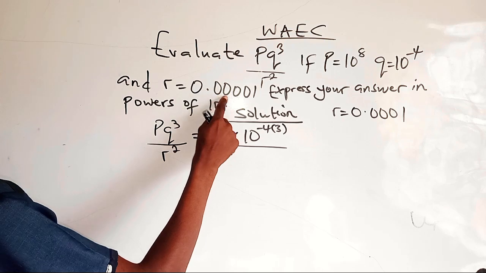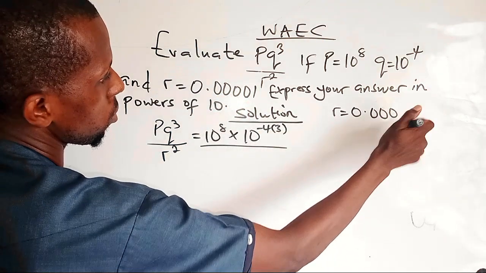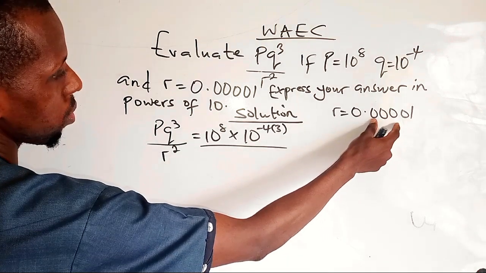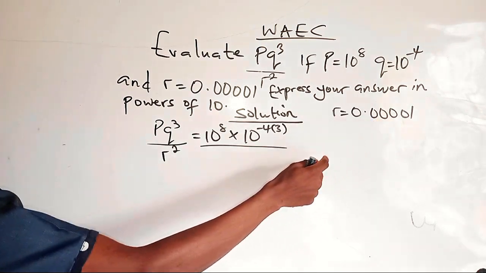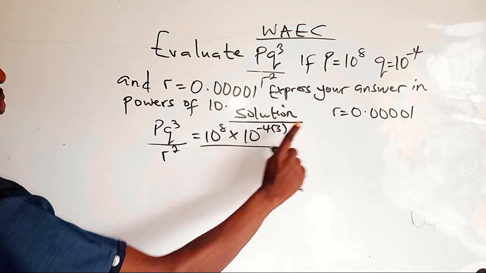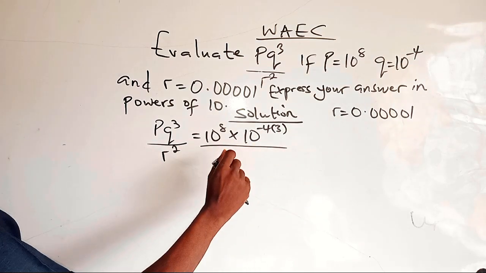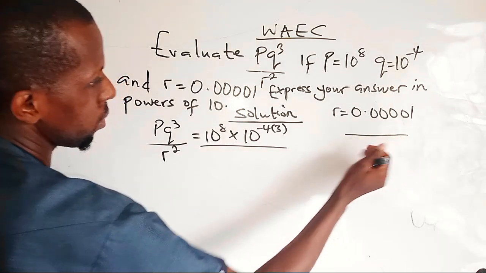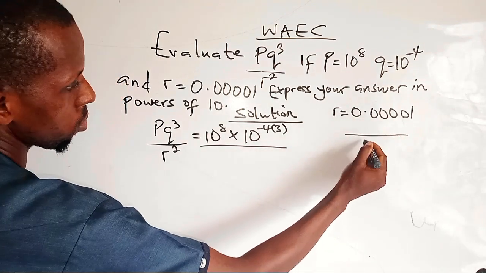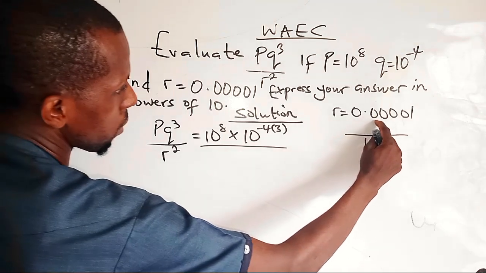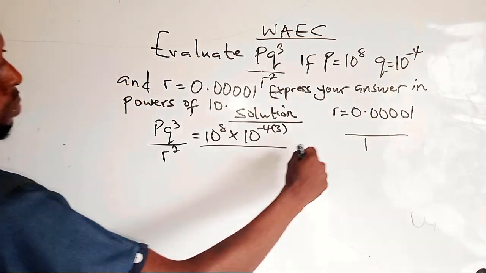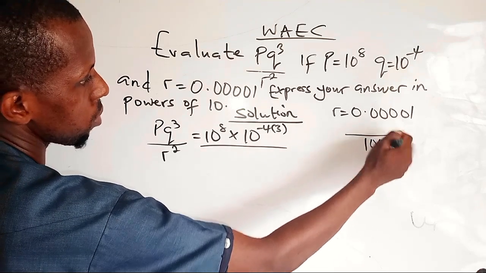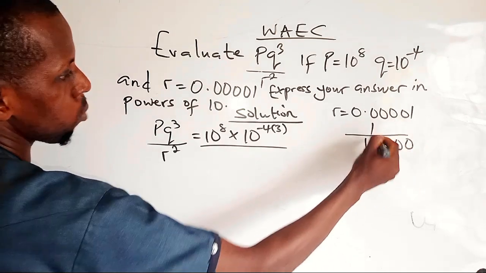All over our r, which represents 0.0001, 1, 2, 3, 4. So we have it as this, but we can put this in the base of 10. How do we do that? The first thing we do is to convert this to a fraction. How do we change a decimal number to a fraction? We start by ignoring the decimal point. The decimal point turns to 1, and every other number after the point turns to 0. So we still have 0, 0, 0, the 1 turns to 0, and we have 1.